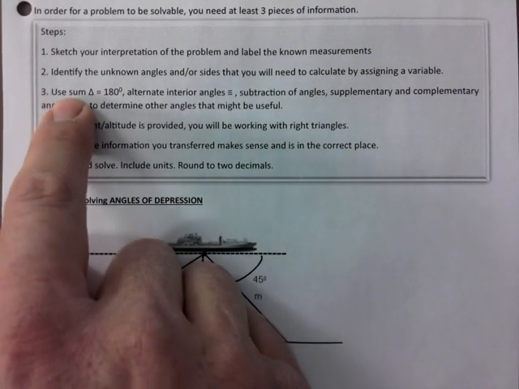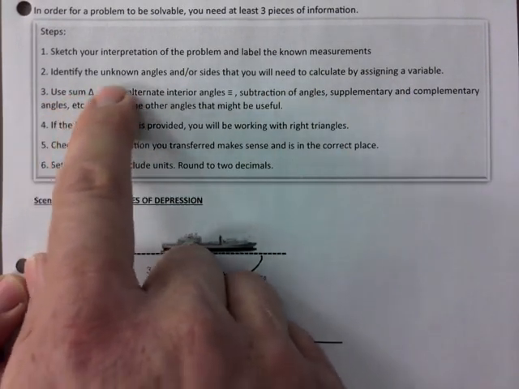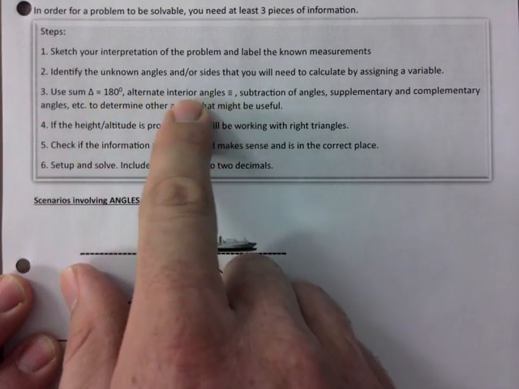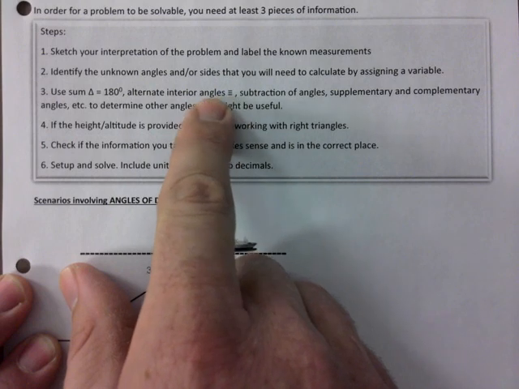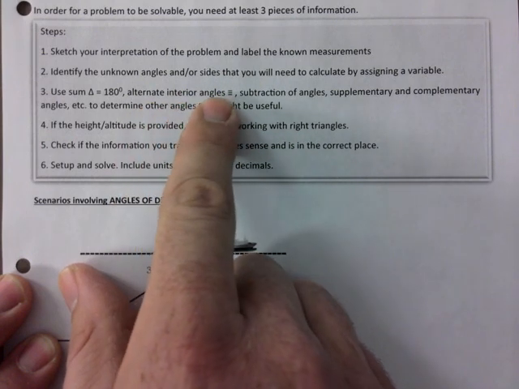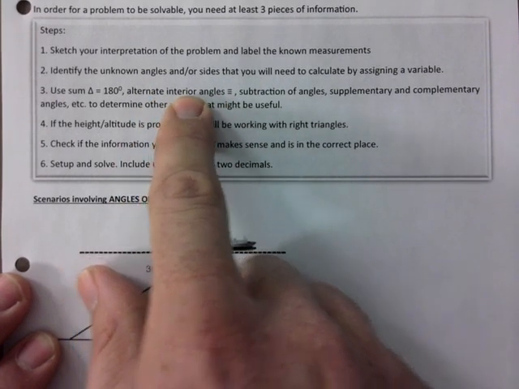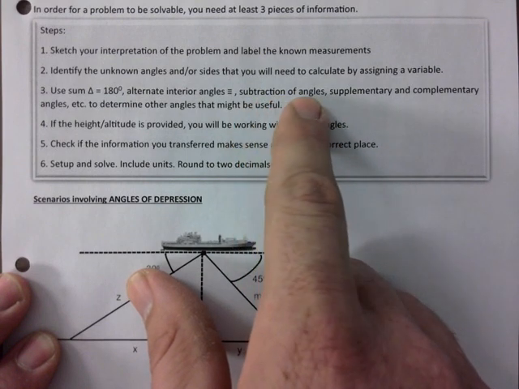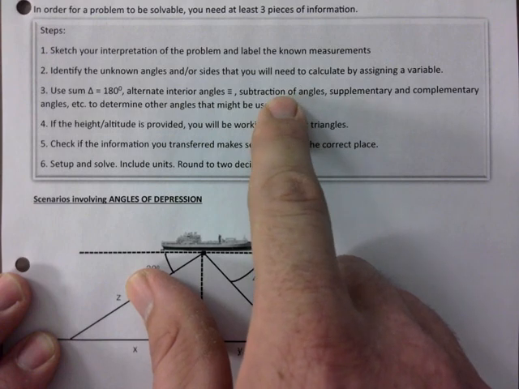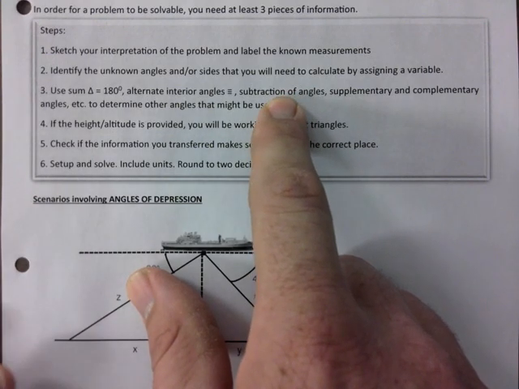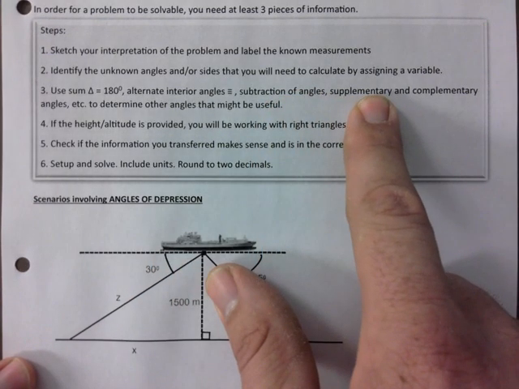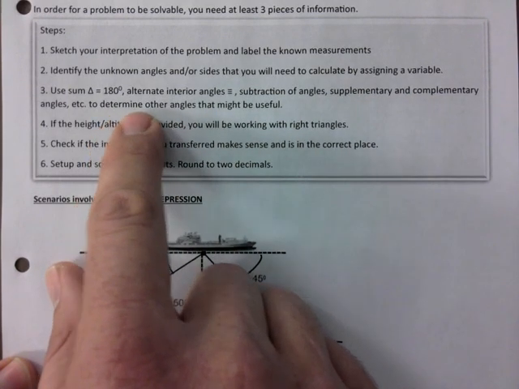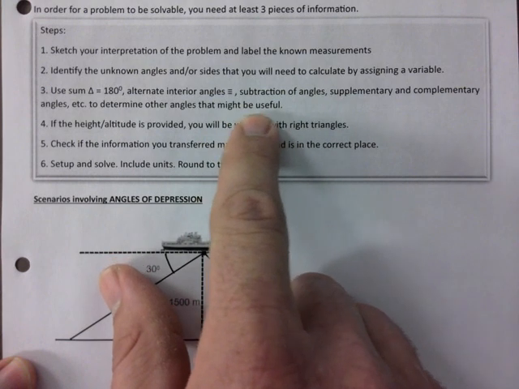Thirdly, use what you already know, right? Sum of triangles is equal to 180. Watch this one here. Alternate interior angles. How's that going to come back, Mr. Dirksen? I don't get that part. It's coming back. You can use subtraction of angles. I'm going to show you that in a bit. You subtract 2 angles to get the one you really want. We can use supplementary and complementary angles, right, to determine other angles that might be useful.